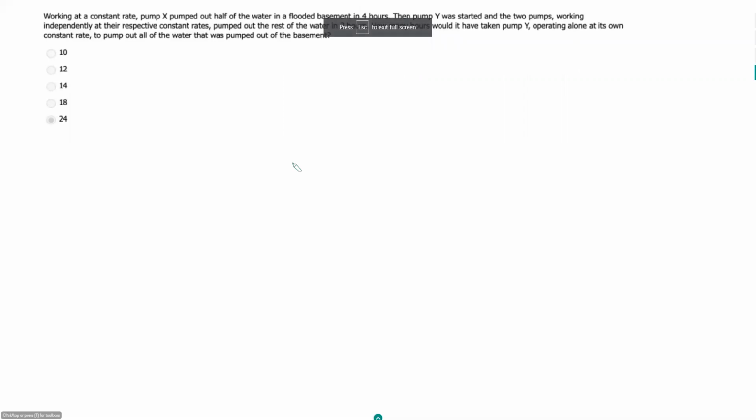Working at a constant rate, pump X pumped out half of the water in a flooded basement in 4 hours. Then pump Y was started, and the two pumps, working independently at their respective constant rates, pumped out the rest of the water in 3 hours. How many hours would it have taken pump Y, operating alone at its constant rate, to pump out all of the water that was pumped out of the basement?